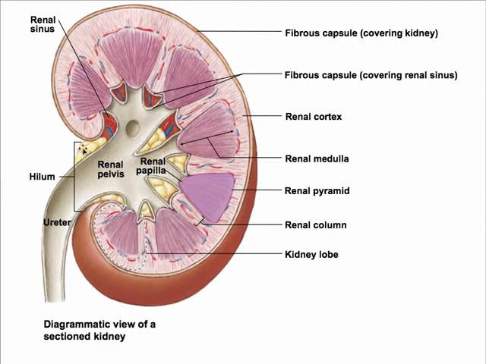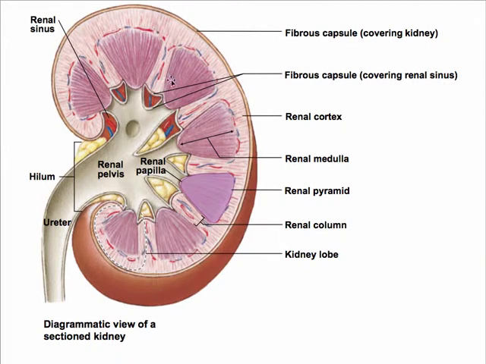In this kidney, on the medial side here, we have this indentation right here. That's the hilum, and you can see the ureter entering here. This picture has the blood vessels removed, but the blood vessels and lymphatic vessels would be entering the kidney right here in this hilum region.